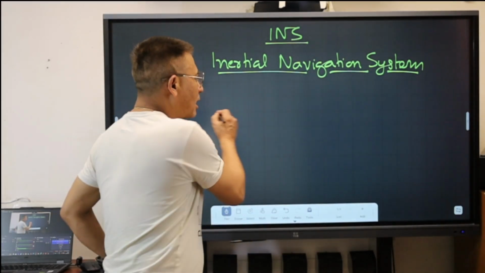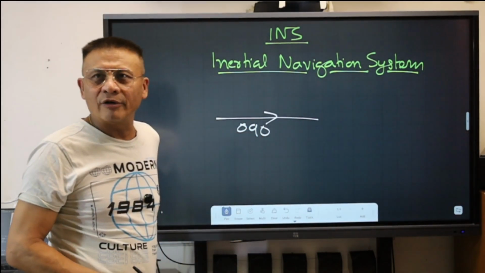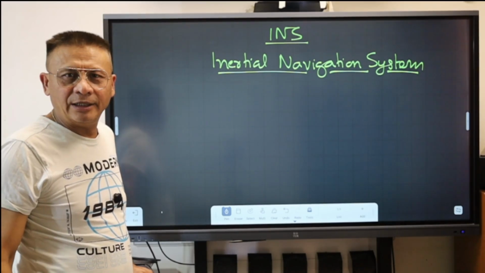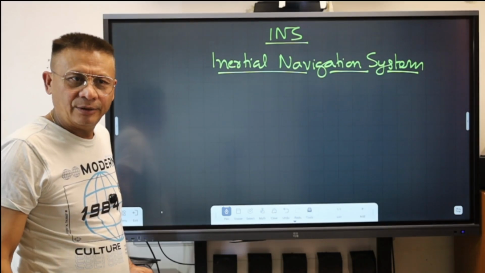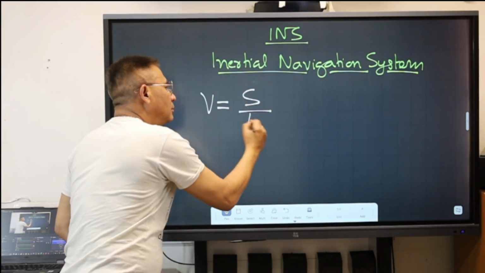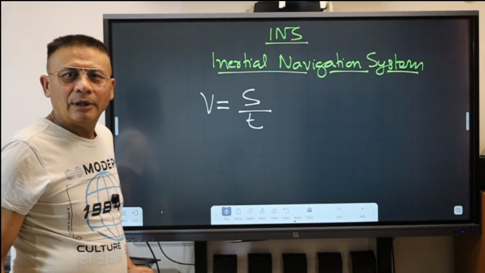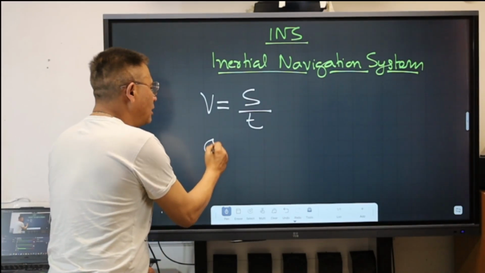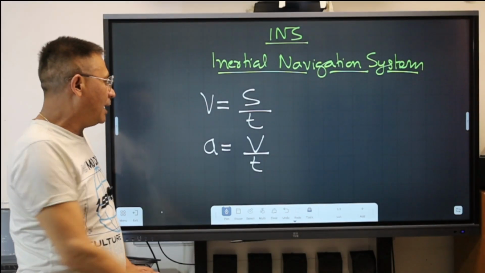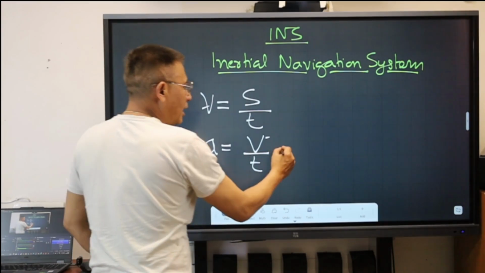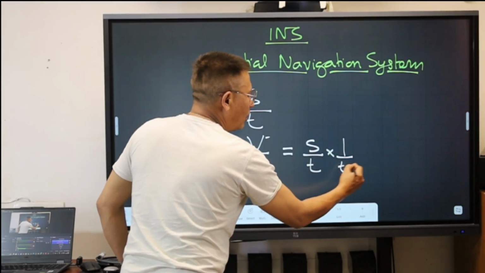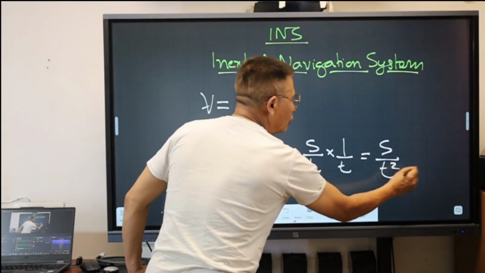The moment I say that my aircraft is going on a 090 direction with a speed of 200 knots, this becomes a vector quantity and it becomes the velocity. Velocity is defined as the rate of change of displacement. We also have learned that acceleration is equal to the rate of change of velocity, therefore it is velocity upon time. If I replace the value of v in this formula, I get acceleration equal to displacement upon time multiplied by 1 upon time, which is equal to distance upon t square.